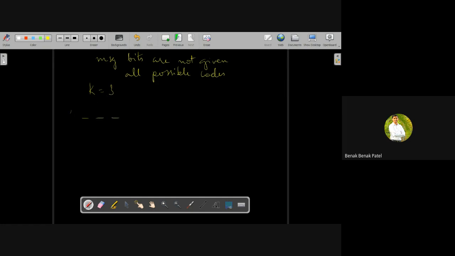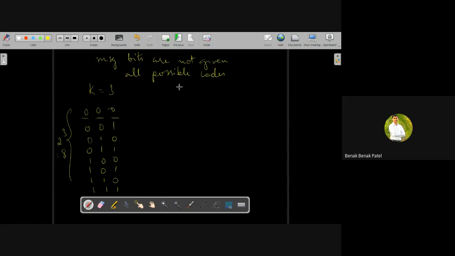So how many combinations are possible out here? 2 power 3 combinations are possible. Because the value of k is 3, I'll do 2 power 3 such that we'll get 8 combinations. What all 8 combinations we'll get? 000, 001, 010, 011, 100, 101, 110, and finally 111.